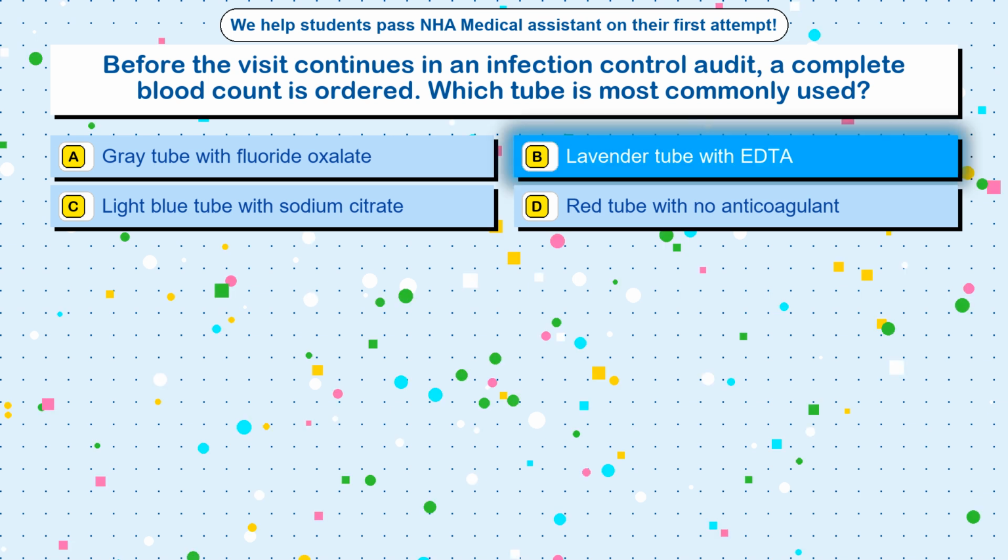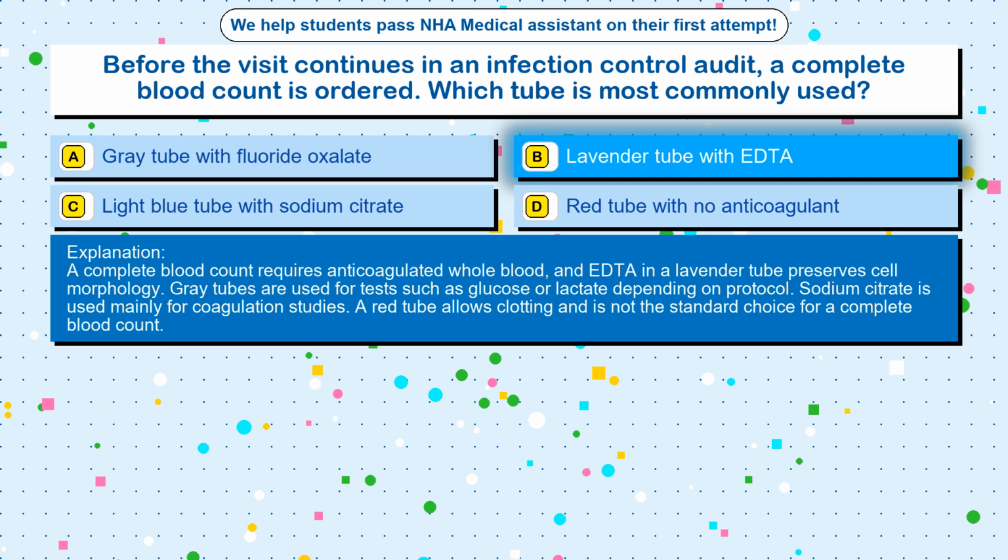The correct answer is option B, lavender tube with EDTA. A complete blood count requires anticoagulated whole blood, and EDTA in a lavender tube preserves cell morphology. Gray tubes are used for tests such as glucose or lactate depending on protocol. Sodium citrate is used mainly for coagulation studies. A red tube allows clotting and is not the standard choice for a complete blood count.